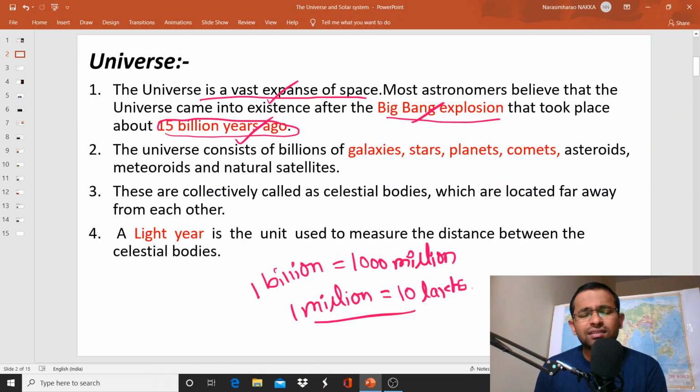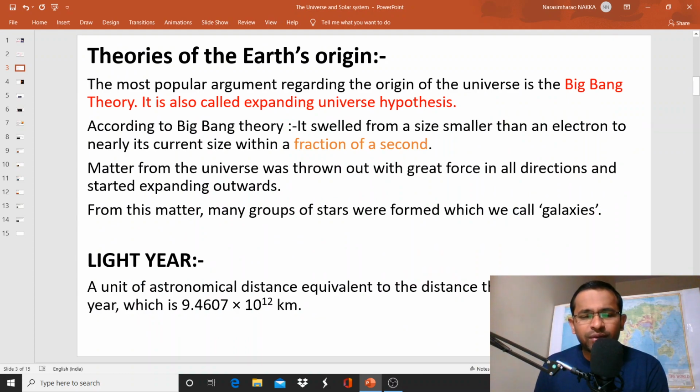So the universe is formed through a Big Bang explosion. Yes, of course, there are many theories that explain the formation of the universe. But among them, the most accepted theory is the Big Bang theory. So what is the Big Bang theory?